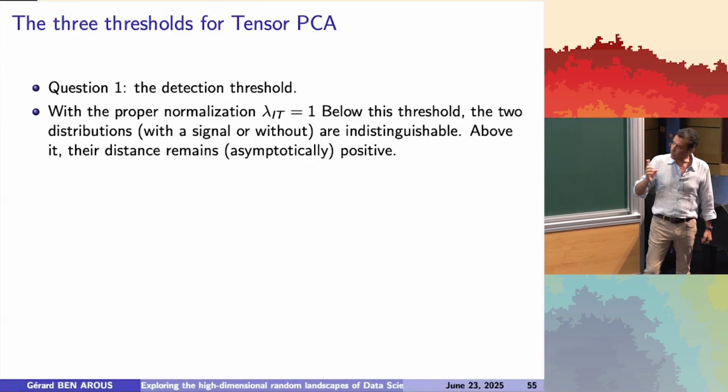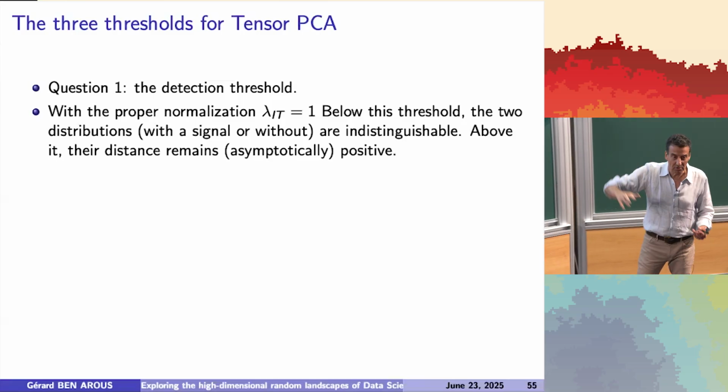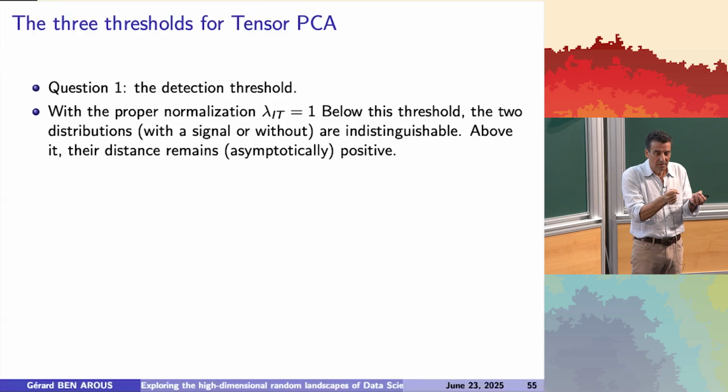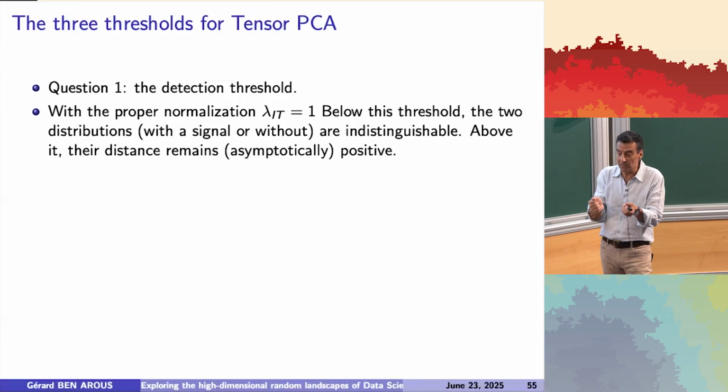Okay? The distribution of this random tensor, with the V or without the V, in fact, these two distributions are essentially the same. Right? Their distance goes to 0 in total variation. So there's no way to distinguish them.